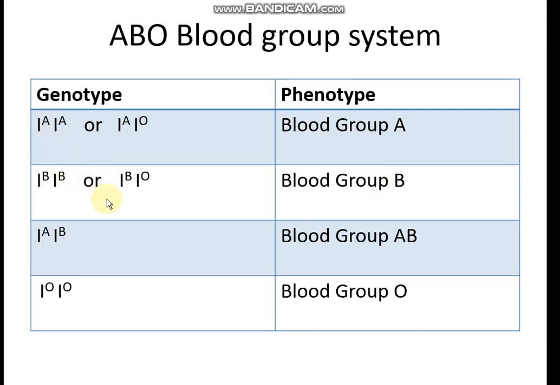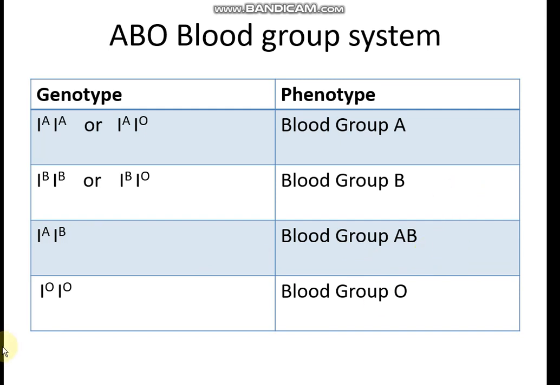But if a person is heterozygous, with one allele B and the other O, the B is dominant to O, so the person will have blood group B. But the alleles A and B are codominant to each other, and if a person has blood group AB, it means the person has both the alleles, one for A and one for B. Both alleles are present, the heterozygous condition, and the blood group will be AB.